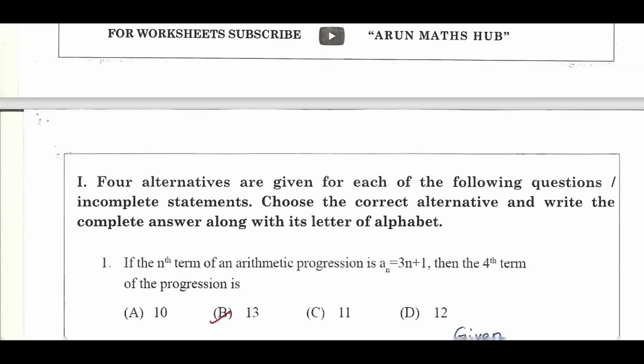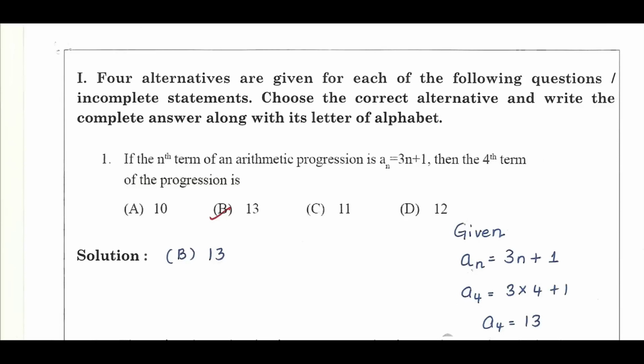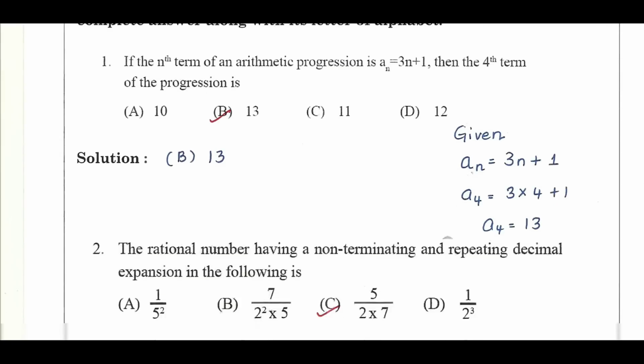Now moving to the first main section, that is multiple choice questions. 8 questions will be there, each carrying 1 mark. First question: if the nth term of an arithmetic progression is an equals 3n plus 1, then the fourth term is, just replace n by 4, what we get is 3 fours are 12, 12 plus 1 is 13. Therefore the correct answer is option B, 13.